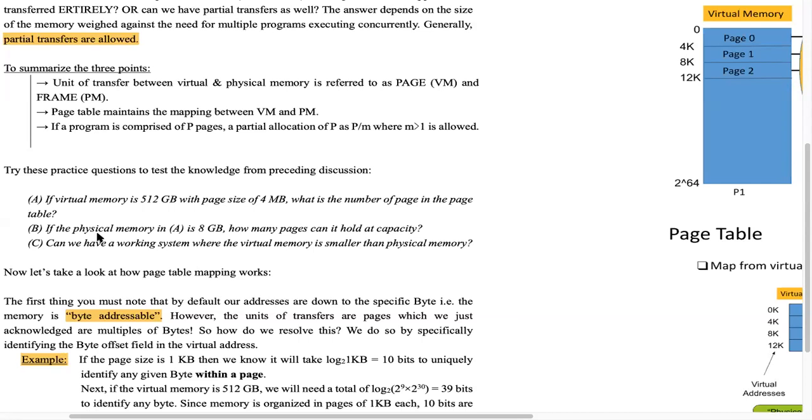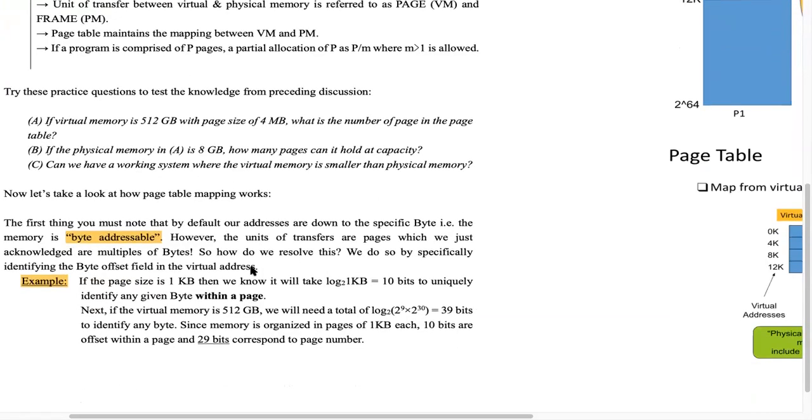And part C: yes, it is possible that virtual memory is smaller than physical memory, but its usefulness is not that great. The whole idea of using virtual memory is that physical memory is a limited resource, but we want to expand that with this illusion of virtual memory.